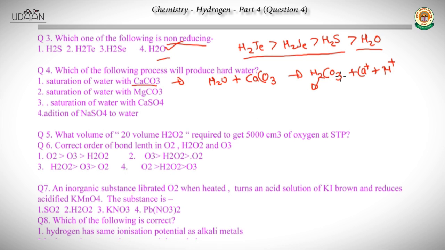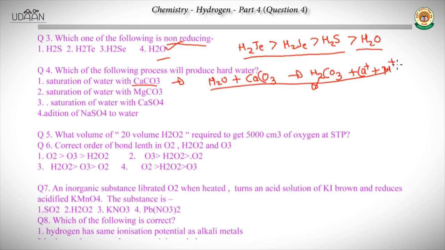Now, tell me, how does the reaction tell us about hard water, or how much hard water will be produced? Actually, this was a trap. I have just written down this reaction, but it won't be there. Actually, this is the silly mistake most of the students do. When they are asked about saturation of water with CaCO3, they write down this reaction.